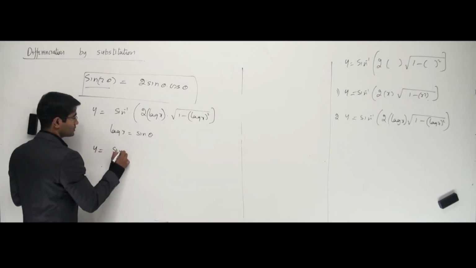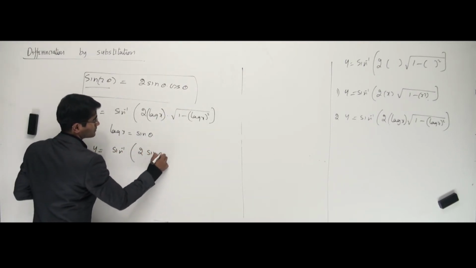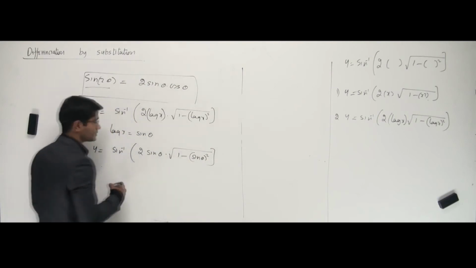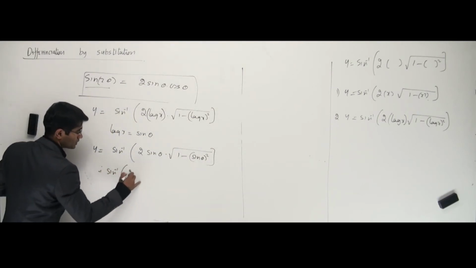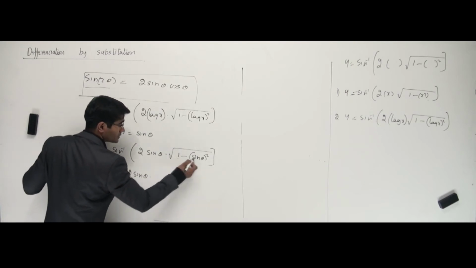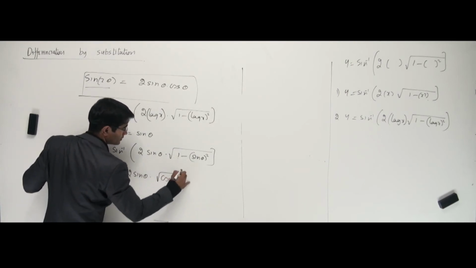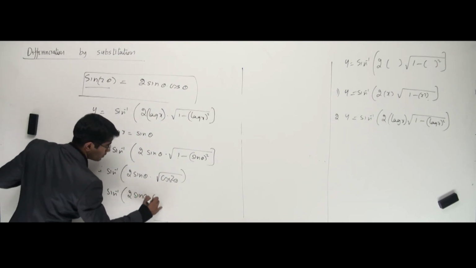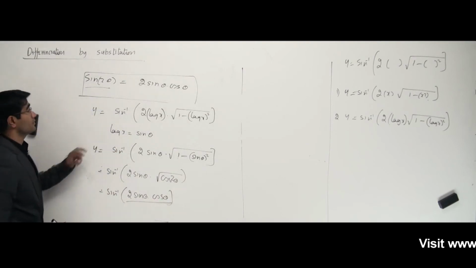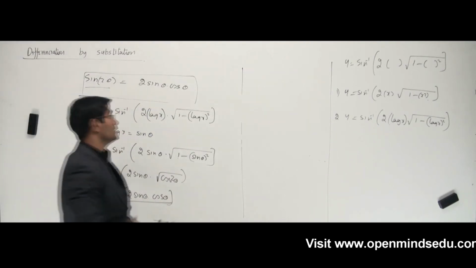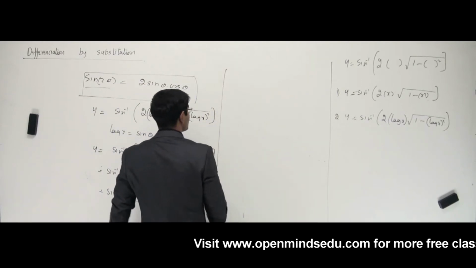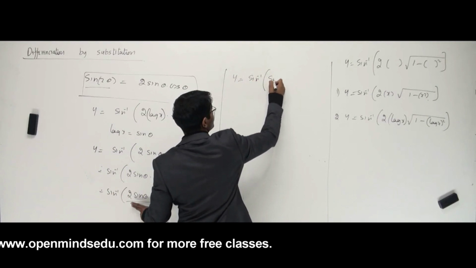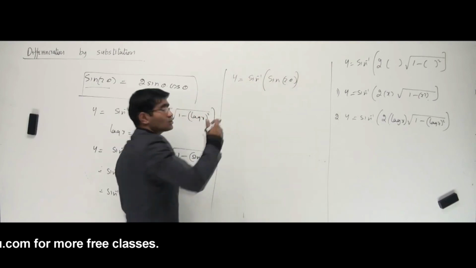Y is equal to sine inverse 2 times sine theta into root of 1 minus sine squared theta. See what happens here. It looks like sine inverse of 2 times sine theta into, this is nothing but root of cos square theta, and that looks like what? Sine inverse 2 times sine theta into cos theta. This looks simply like the formula here, 2 sine theta cos theta is sine 2 theta. So can I see that this whole thing is converted into y is equal to sine inverse of, this is nothing but sine of 2 theta. That's it. It has to become like that.